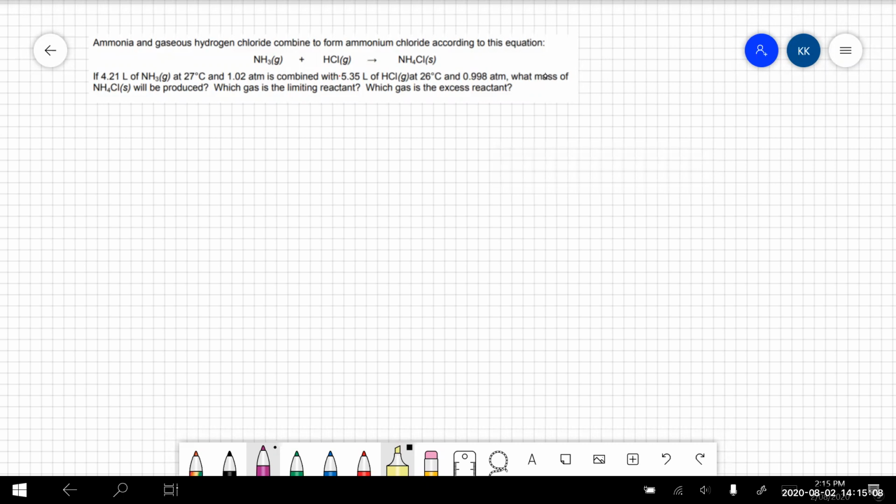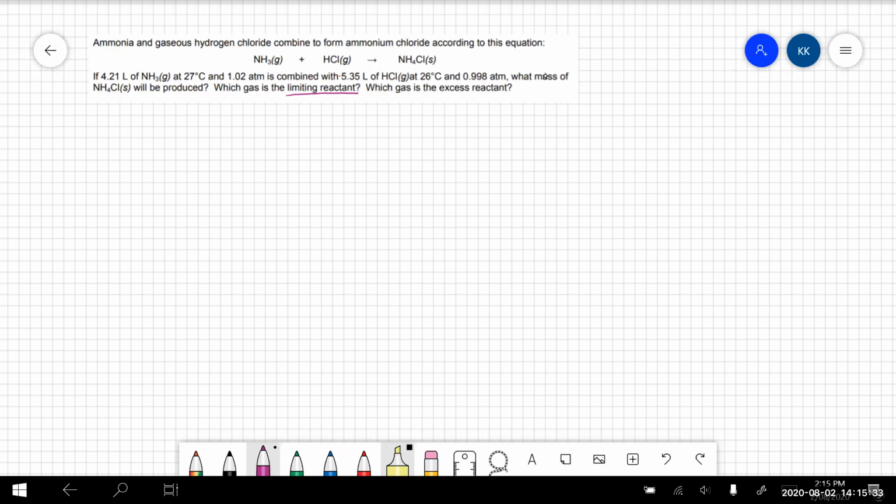4.21 litres of ammonia at 27 degrees and 1.02 atmosphere is combined with 5.35 litres of hydrogen chloride, at 26 degrees and 0.998 atmosphere. What mass of ammonium chloride will be produced? Which gas is the limiting reactant? Oh, here's a clue in the question. This is a limiting reactant problem.